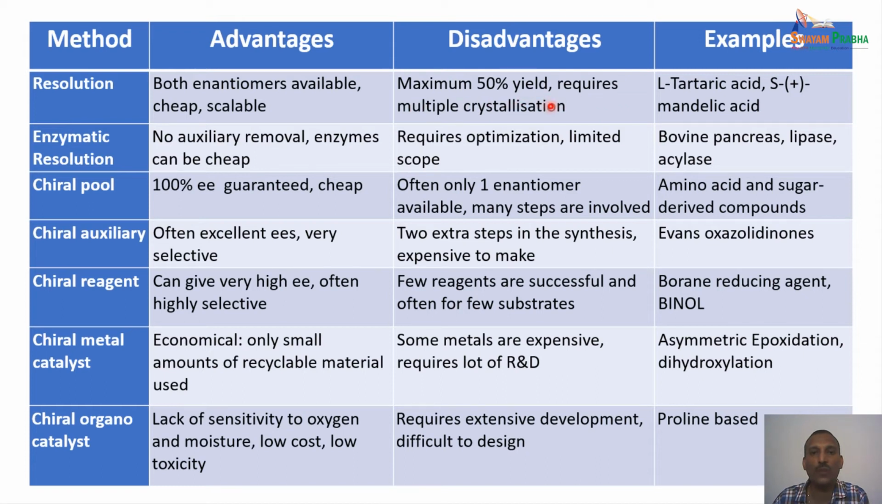For example, if we have to do crystallization, we have to do it multiple times, and after 3 or 4 cycles the efficiency goes down drastically. Some of the reagents which can be employed in this resolution method are L-tartaric acid and S-(+)-mandelic acid. In the case of enzymatic resolution, we don't have to use any chiral auxiliary, and many times enzymes are cheap, so this is a better method.